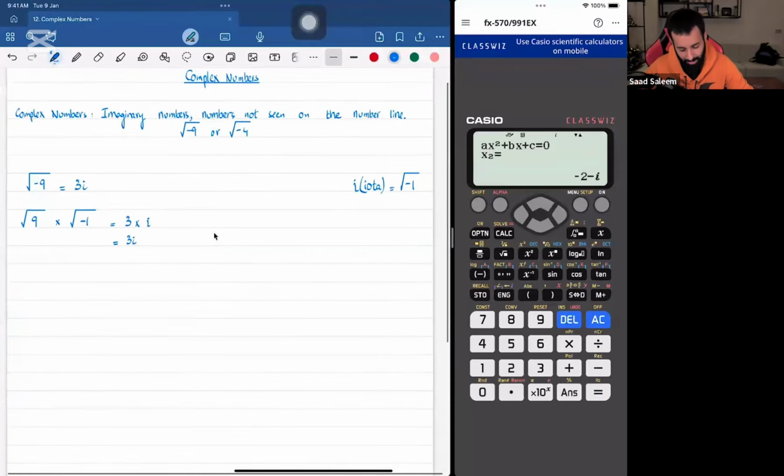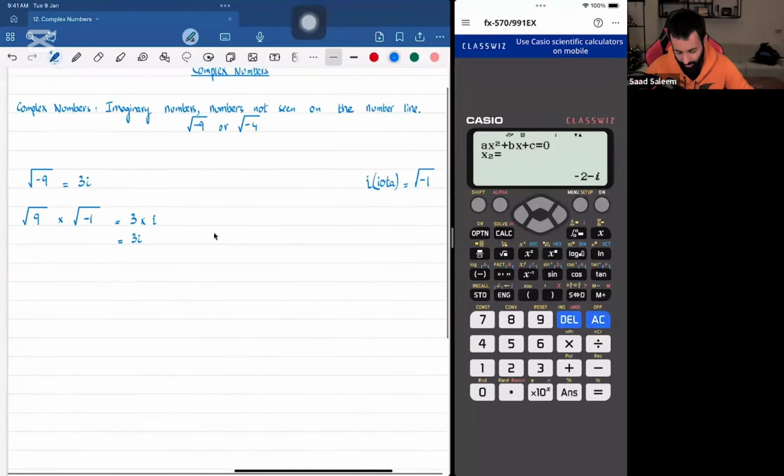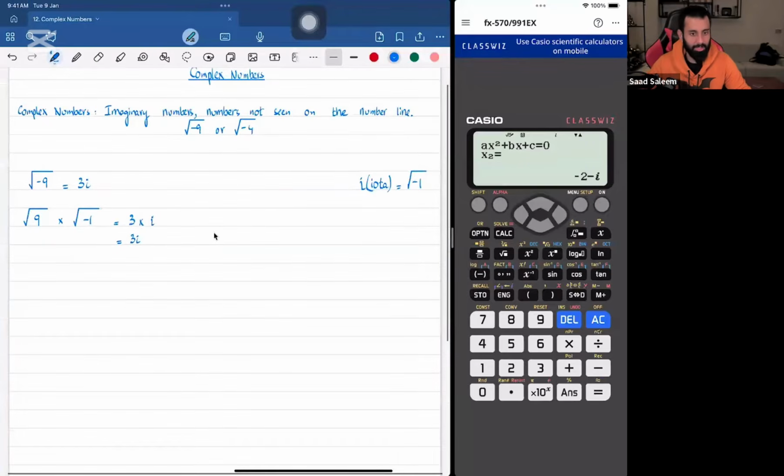So this entire number is an imaginary number, although it has a real part, it has an imaginary part as well. So together, collectively, this is an imaginary number. And the symbol that we use is the symbol z. z is what we use to represent a complex number.